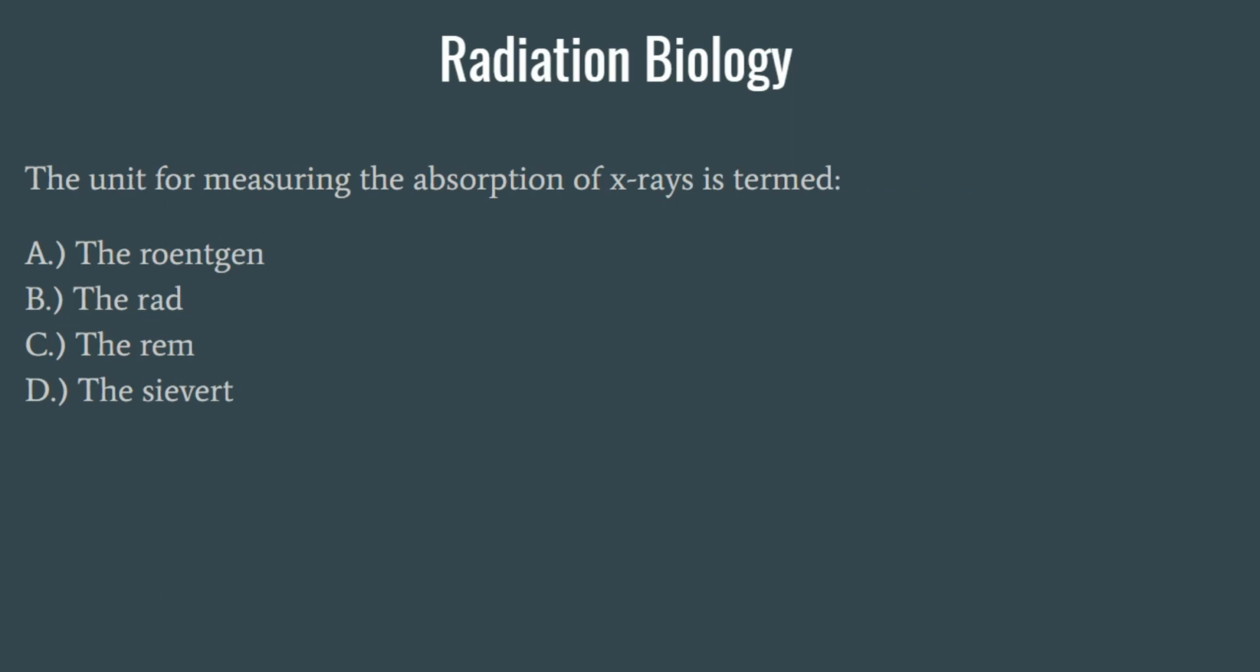And the last one, the unit for measuring the absorption of X-rays is termed A, the Rankine, B, the rad, C, the rem, or D, the sievert? Correct answer is B, the rad, or radiation absorbed dose.